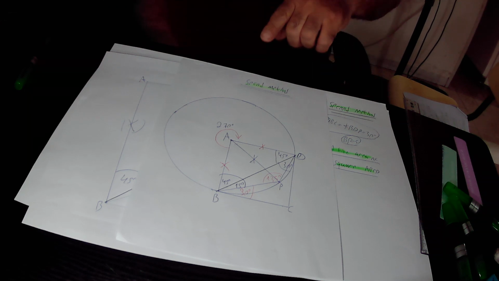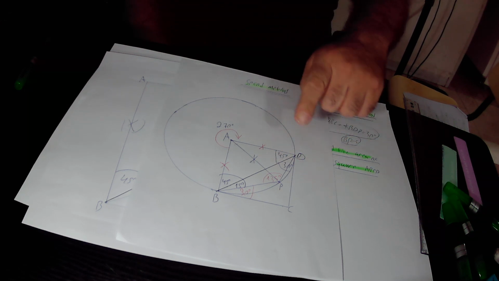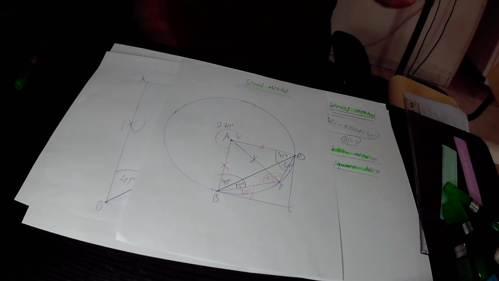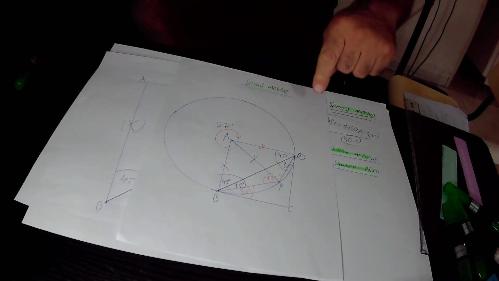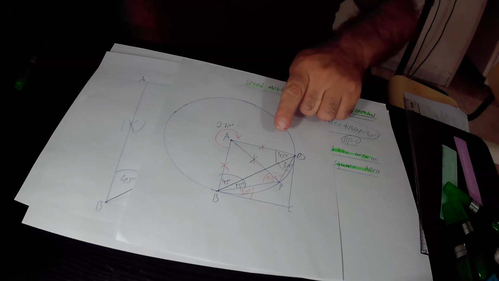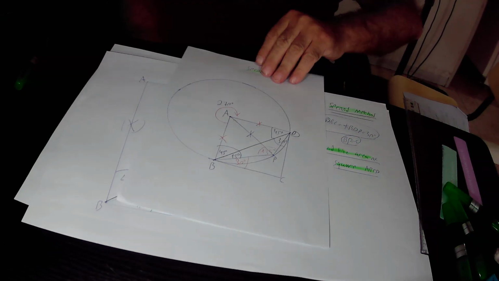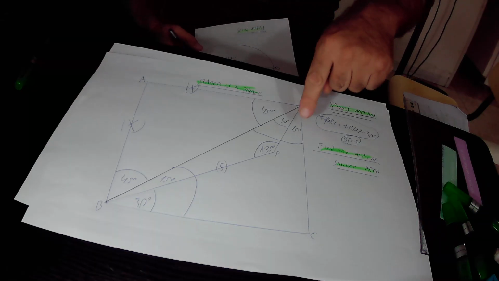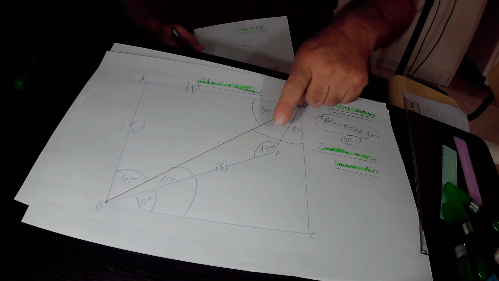In the next step, we'll join points A and P together by a straight line. This is angle DPB. This is equal to 135 degrees in size. This is angle DBP. This is equal to 135 degrees in size.